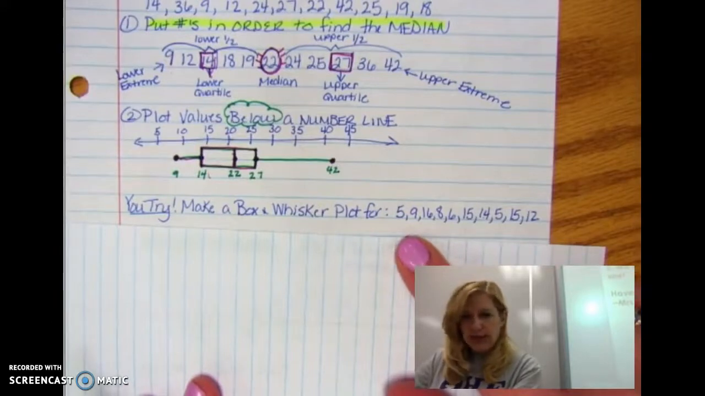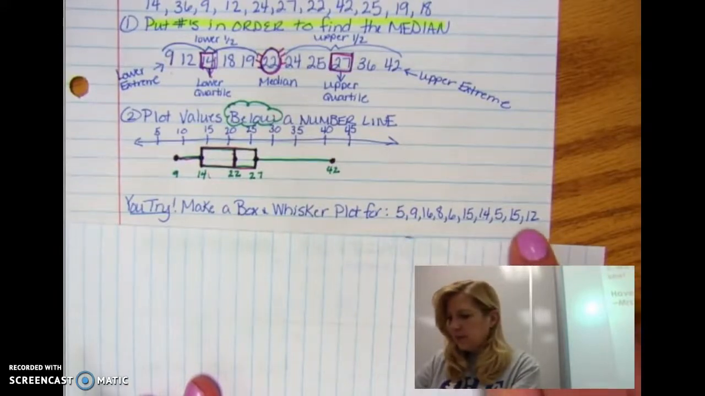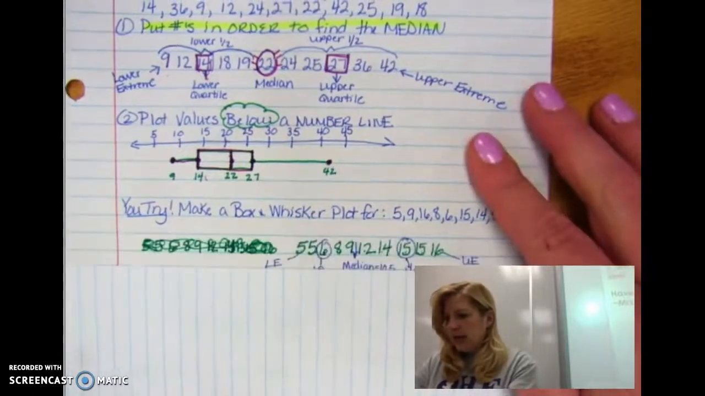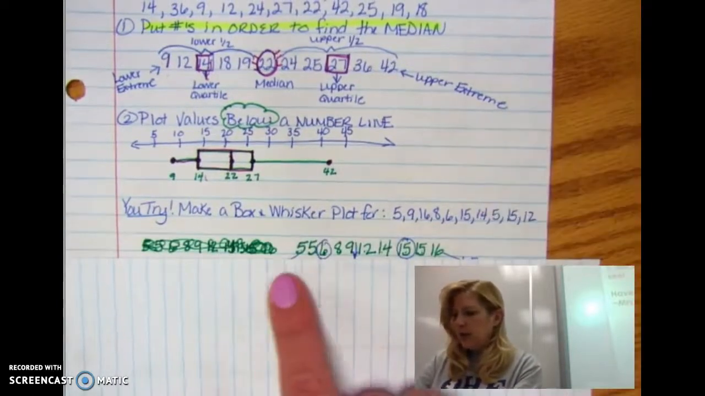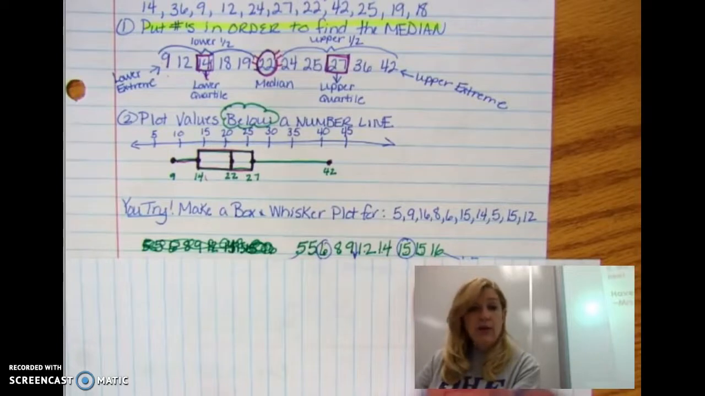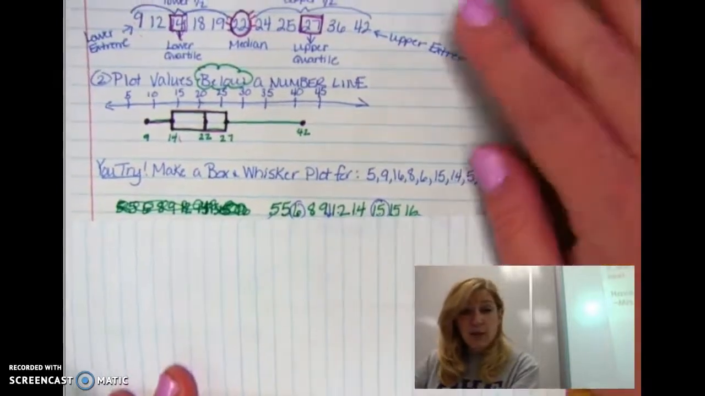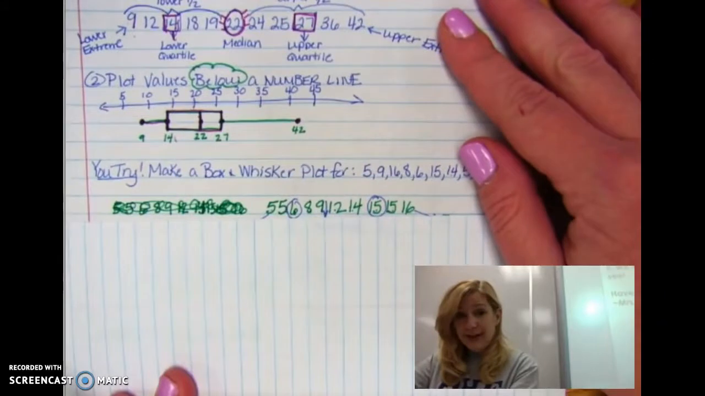Why don't you go through the steps, and here are the numbers, okay? And if you need any help at all, I put them in order right here, and you can pause me if you want to try it. Otherwise, I'm going to walk you through it, okay?